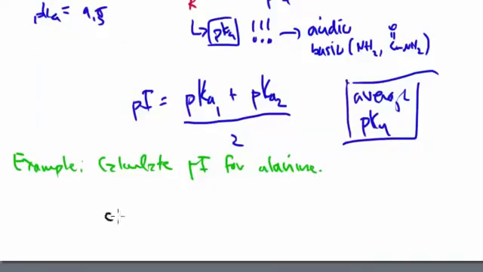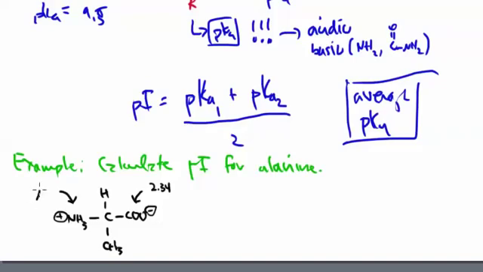Okay, so alanine is a carbon that has a carboxylic acid, and it has this NH3, this protonated amine, and a hydrogen, and a CH3 group. All right, so this COOH group has a pKa of 2.34. That came straight from the chart. Now, if I look on that same chart and find the pKa for the NH3 group, this is 9.69. So I'm given the task to calculate the pI value.